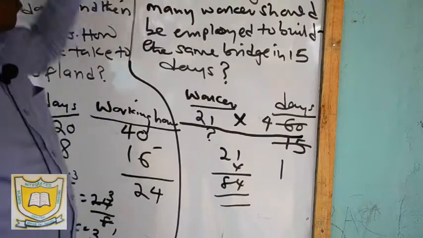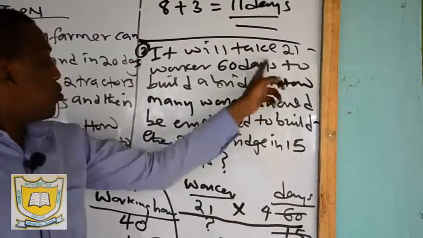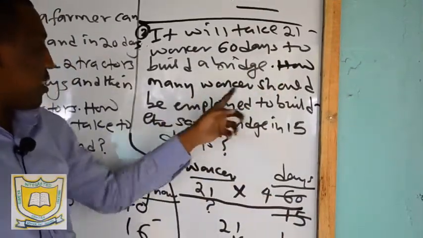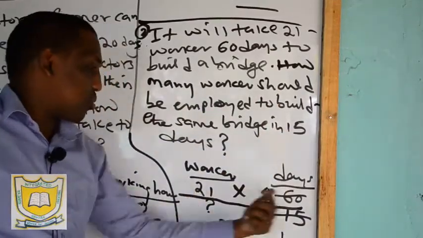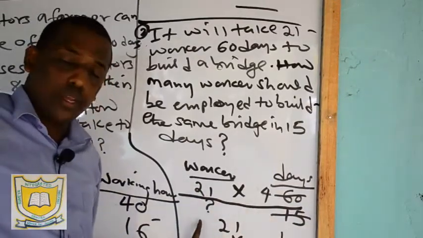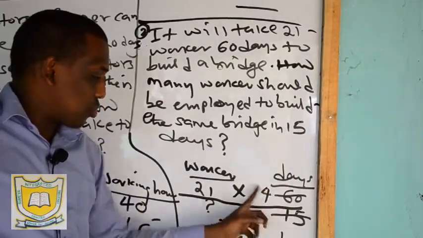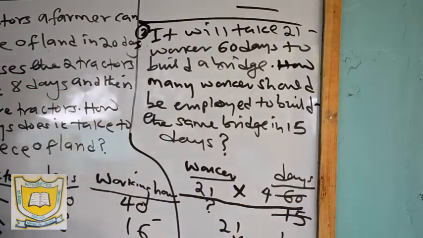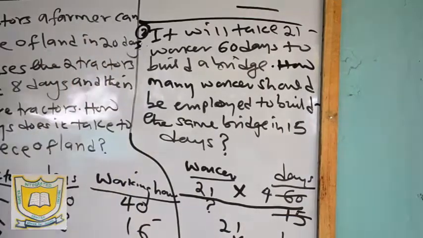Then, the question I'm repeating: it will take 21 workers to do the work of a bridge in 60 days. How many workers should be employed to finish the work within 15 days? So we must get more men so that they finish the work very fast. So it is indirect. By 15, 1, by 15, 4. 21 times 4, you will get 84 workers. So we require 84 workers. That is how we solve.